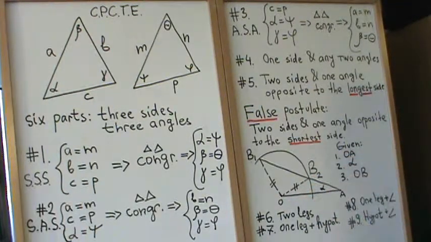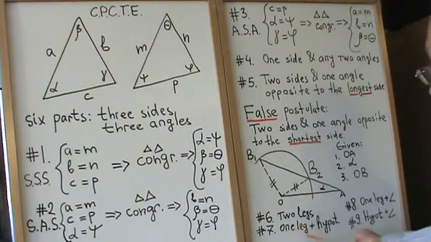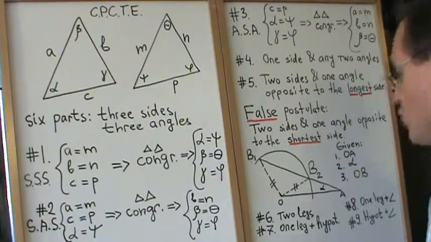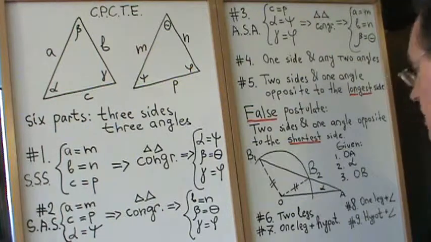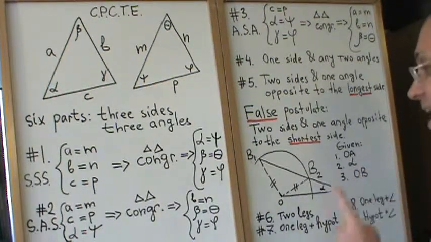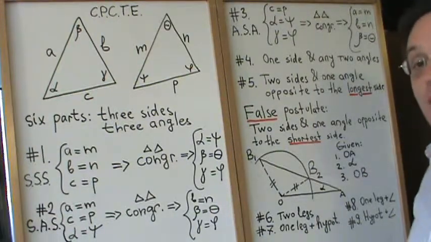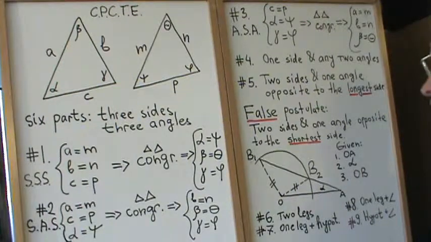Two legs of one right triangle equal to the corresponding two legs of another right triangle, then those triangles are congruent. One leg and hypotenuse of one right triangle equal to one leg and hypotenuse of another right triangle, then those two triangles are congruent. One leg and one acute angle of one triangle equal to one leg and one acute angle of another triangle, then those triangles are congruent.